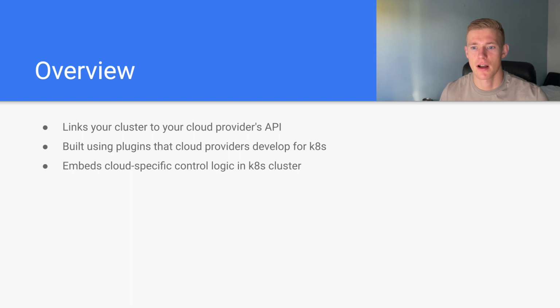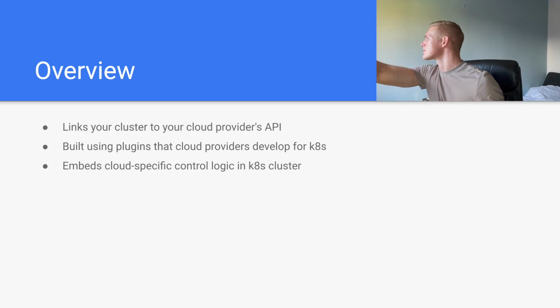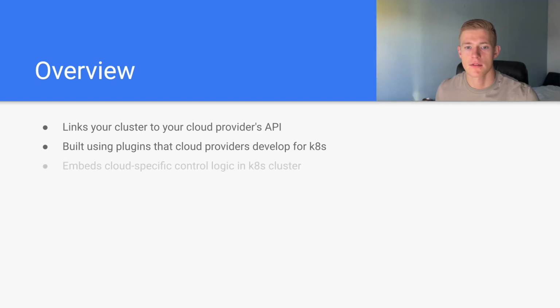It embeds cloud-specific logic in the Kubernetes cluster. Again, there will be certain things that you need to do that are specific to your cloud. So for example, if we need to go and set up a new node, the way that we do that will be different if we are deploying on EKS versus on GKE. Those are the Kubernetes solutions that Google and Amazon provide.